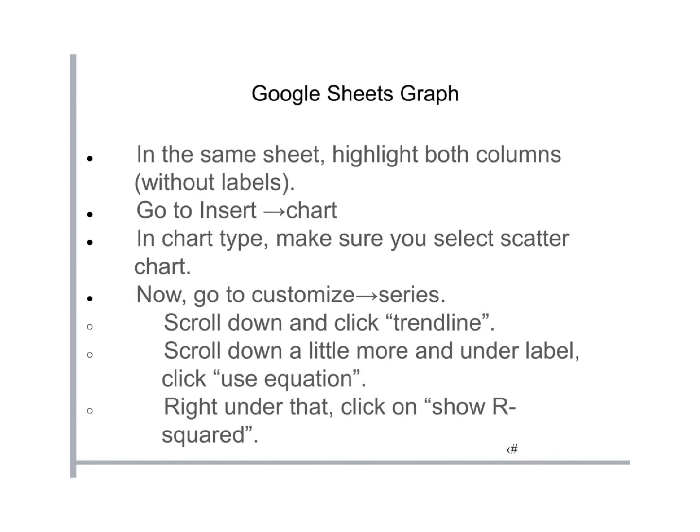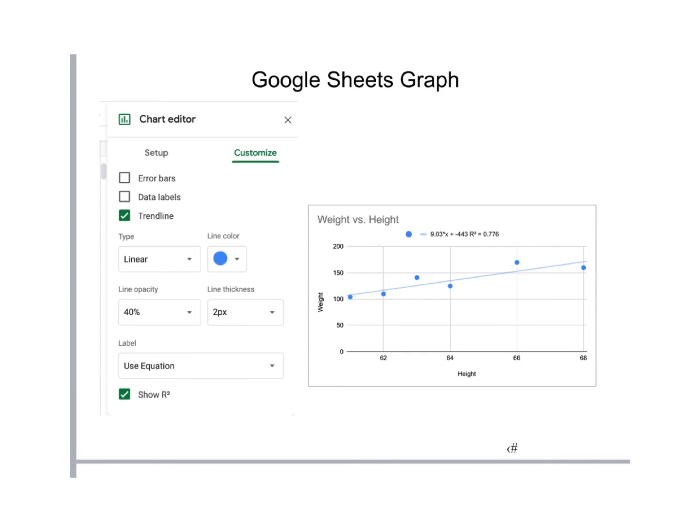Okay, so stay in the same sheet. We're going to use these same two variables to make a scatter plot graph. So I'm going to just ask you to pause the video, right? And then follow these steps and create a graph. Once you create a graph, I'm going to ask you to customize it to add a little bit more to the graph.